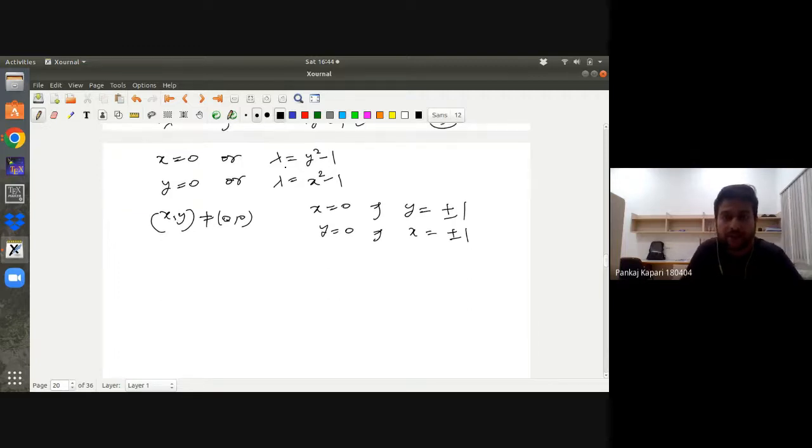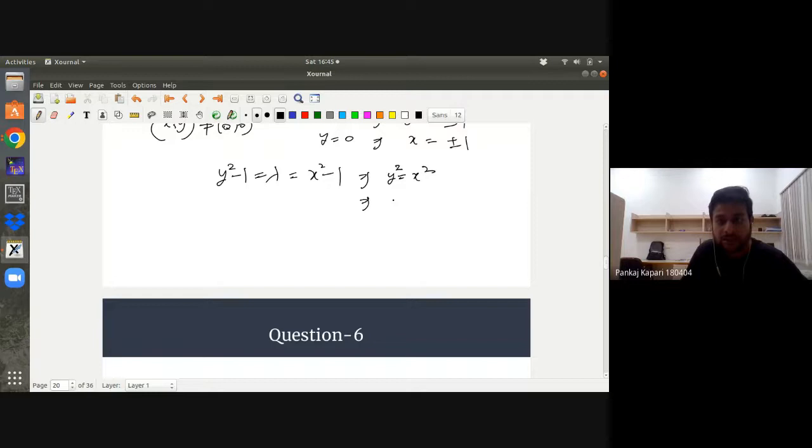And now let's see what will happen with these two equations. We have lambda equal to y square minus 1, so y square minus 1 equals lambda, and that is equal to x square minus 1. This will imply that y square is the same as x square, that is x square minus y square is 0, that is (x minus y)(x plus y) becomes 0. So it implies either x is equal to y or x is equal to minus y.